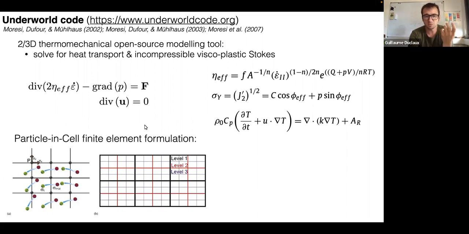system. In this model, the material properties and their history are actually stored on small particles, which are going to flow inside a mesh. And after every step of calculation, we are going to recreate a regular mesh, and the particles are going to preserve their whole history in there. It's called a particle-in-cell finite element formulation. It's using a multi-grid sort of strategy for solving this type of Stokes problem.